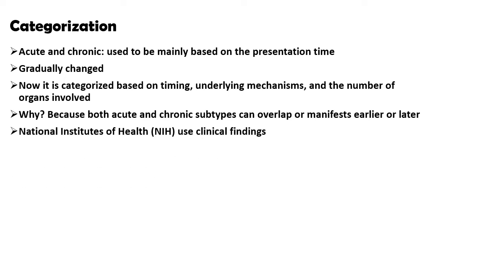The current National Institute of Health consensus criteria uses clinical findings rather than the time of onset for classification of graft versus host disease. Based on NIH criteria, graft versus host disease is subdivided into 4 subcategories. The first type is called classic acute graft versus host disease. This type occurs within 100 days of transplantation with classical clinical features of acute graft versus host disease, which we will discuss later in this lecture.